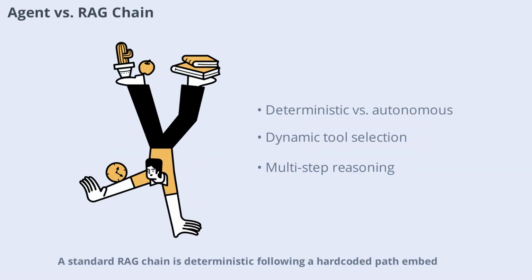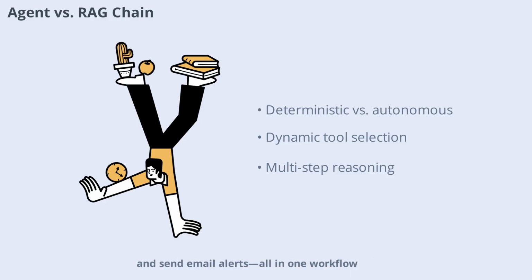A standard RAG chain is deterministic, following a hard-coded path: embed, query database, generate output. In contrast, an AI agent can evaluate the situation, select the right tools, and adapt its actions on the fly. For example, while a RAG chain might only fetch document text, an agent could check current stock prices, calculate balances, and send email alerts all in one workflow.